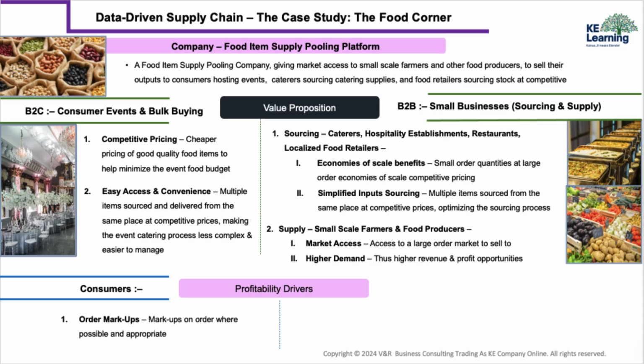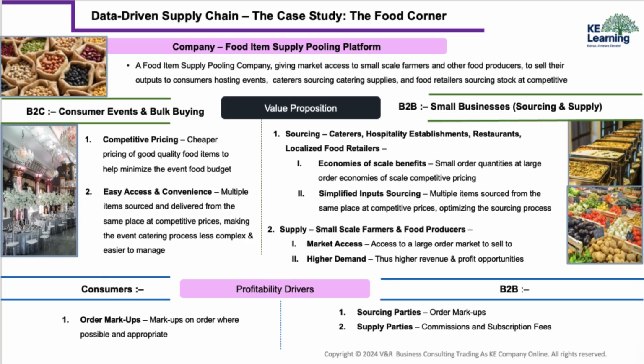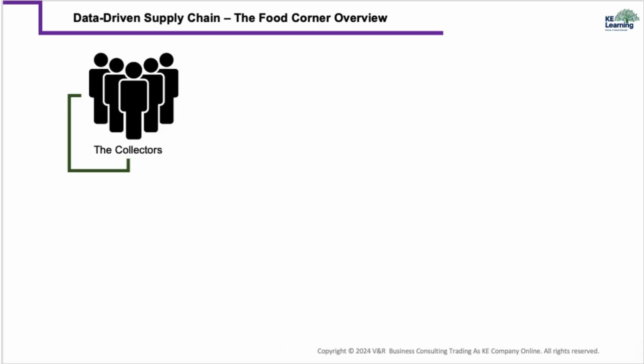Now, in terms of the Food Corner's supply chain setup and context, there are 5 groups of people that execute the business's supply chain activities. The first group is who we'll call the collectors. These are the people that manage the order management process, wherein they collect all orders and manage the pooling process in terms of grouping items together into single large bulk orders.